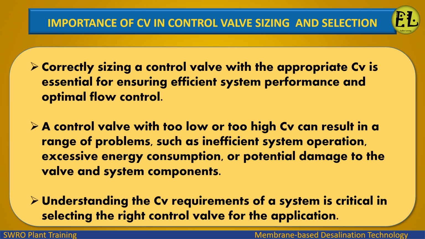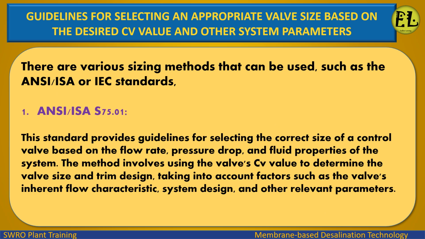Understanding the CV requirements of a system is critical in selecting the right control valve for the application. Guidelines for selecting an appropriate valve size based on the desired CV value and other system parameters: ANSI/ISA S75.01. This standard provides guidelines for selecting the correct size of a control valve based on the flow rate, pressure drop, and fluid properties of the system.